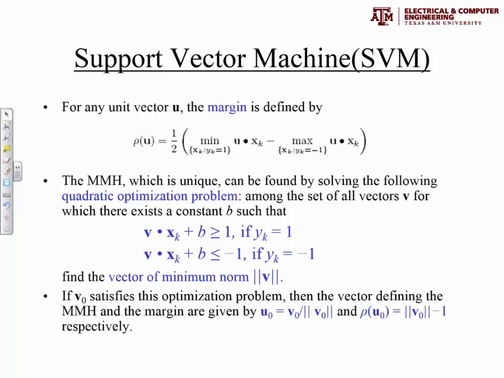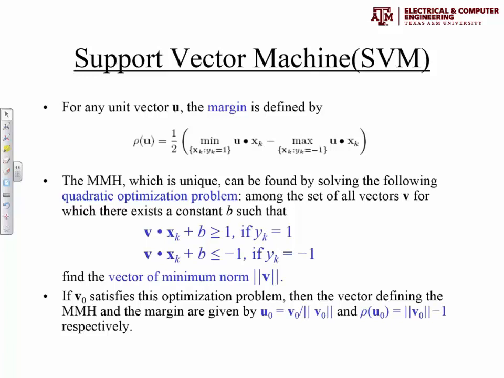And this maximum margin hyperplane, which is unique, can be found by solving the following quadratic optimization problem. Among the set of all vectors v for which there exists a constant b such that this is greater than or equal to 1 if yk is 1, less than or equal to -1 if yk is -1, find the vector of minimum norm v. And if you want to understand the details of this, just look at one of those books on pattern recognition. They'll have the detailed steps.